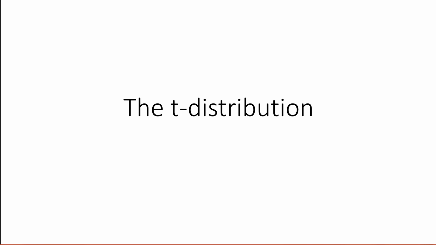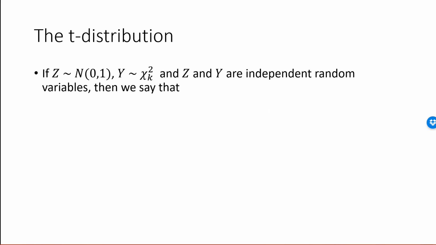The t-distribution is another important family of distributions, and it's defined as follows. Here we start with one random variable z, which is standard normal, and another random variable y, which follows a chi-square distribution with k degrees of freedom, and z and y are independent. In that case, we say that this ratio, z divided by the square root of y over k, follows a t-distribution.